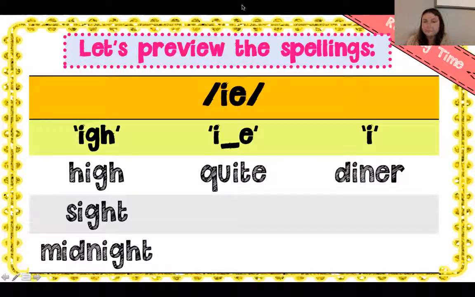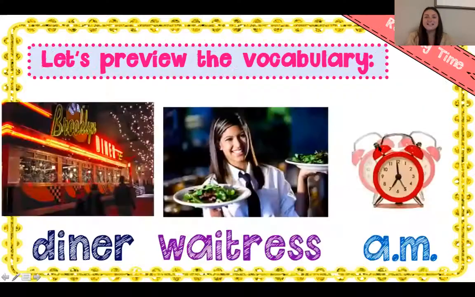Okay, we're going to look at some of our spellings for this I sound. I-G-H, when those letters are together, they say I, like in the words high, sight, midnight. I, consonant, E, or magic E. Sometimes I think of this E reaching over and pinching that I, so he says his name, I, like in the word quite. And lastly, when we have I all by itself in the word diner.